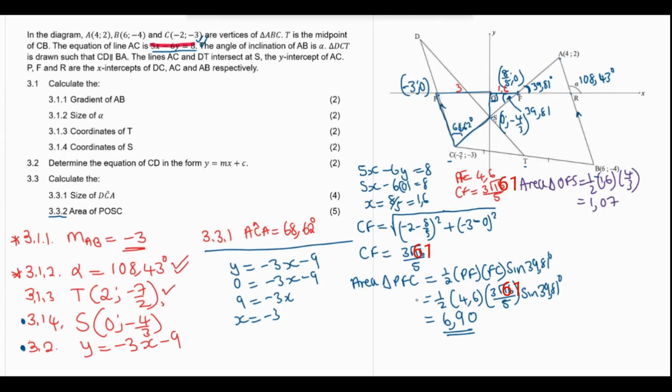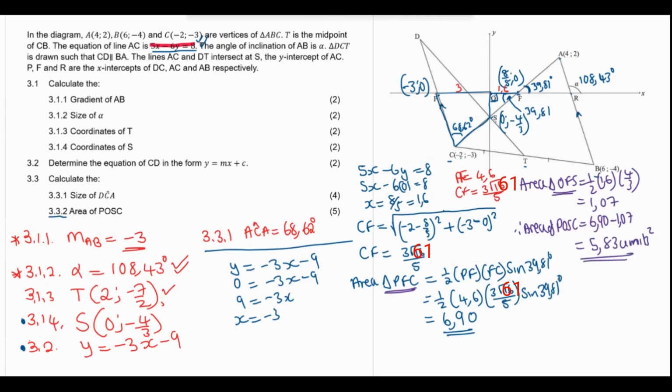Now, we want the area of POSC. So we say the area of PFC minus the area of OFS. That will give us the area of POSC. Therefore, the area of POSC is equal to 6,9 minus 1,07, in that the area is 5,83 square units. Okay, that's how you can do it.